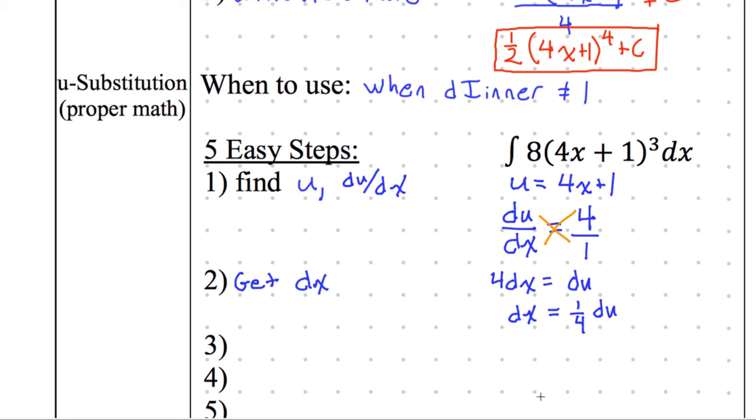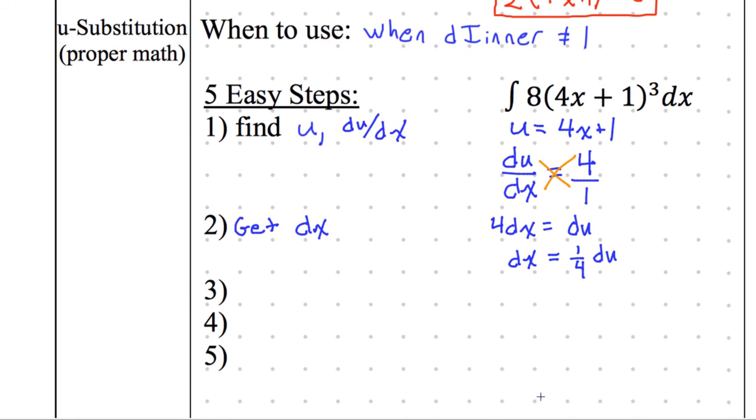So far, so good? All right, step 3. Now we're doing some substitution, and that's the whole point of U-substitution. We're going to substitute u and dx. So u was 4x plus 1. Oh, look, there's a 4x plus 1 right there.